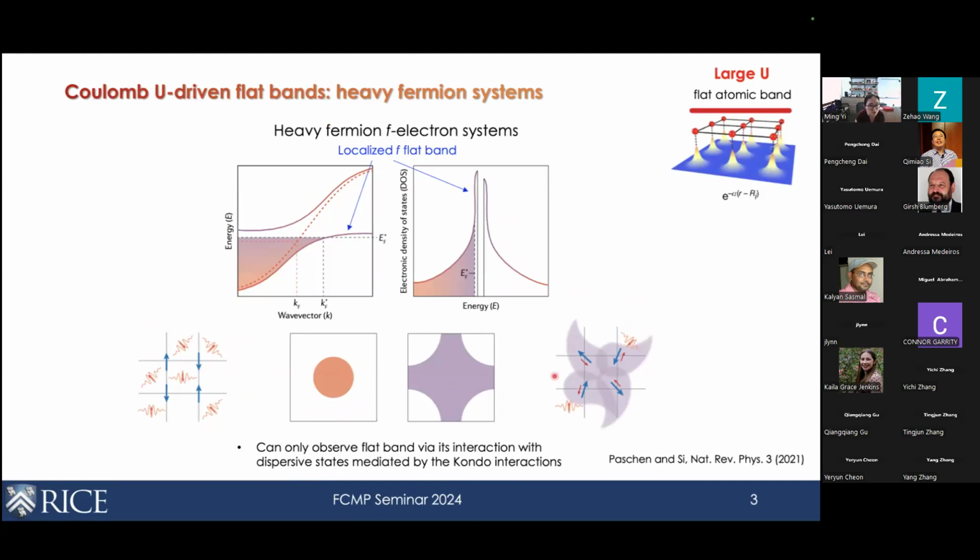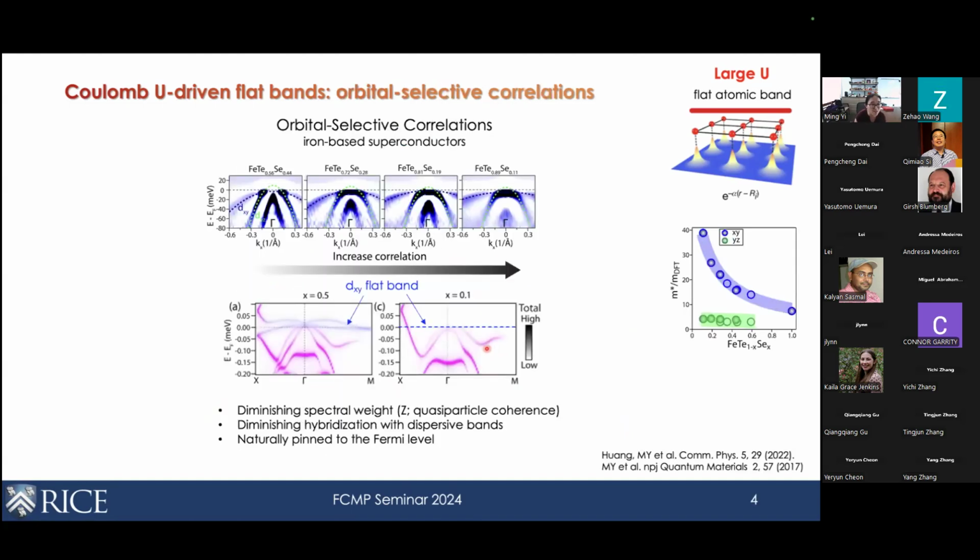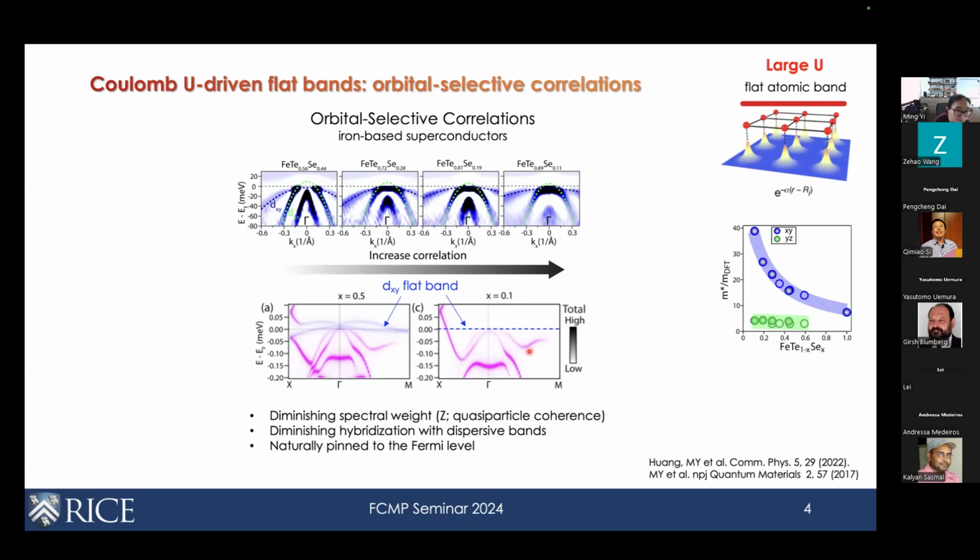Only when you turn on interaction between these local moments and the conduction electrons, such as by Coulomb interactions, do you start to see some spectral weight from these localized local moments. For example, here you will see a flat band hybridized with this dispersive state, giving you a different Fermi surface. This is something we're very familiar with, and I also want to give you an alternative example, something quite close to my heart, and maybe a milder version of the heavy fermion example. Here, what I'm showing you is a multi-orbital system in the iron pnictide materials.